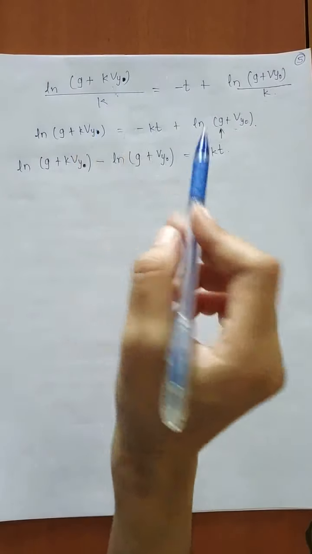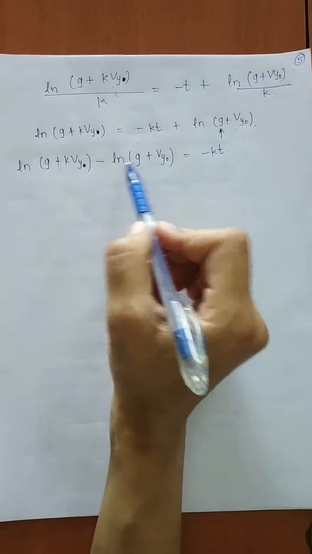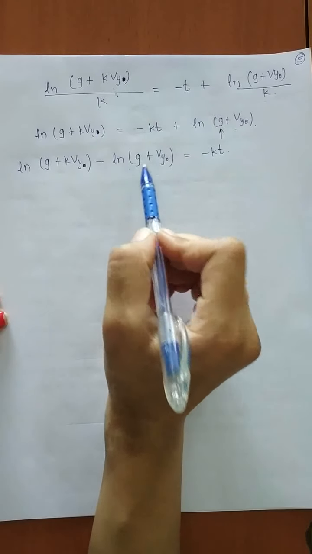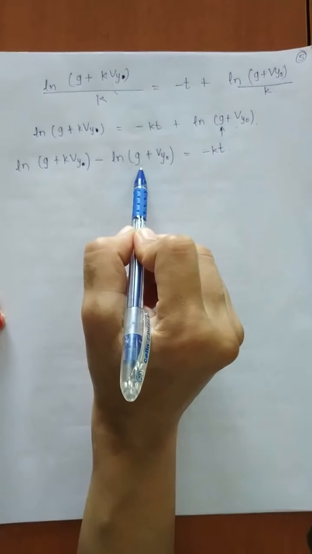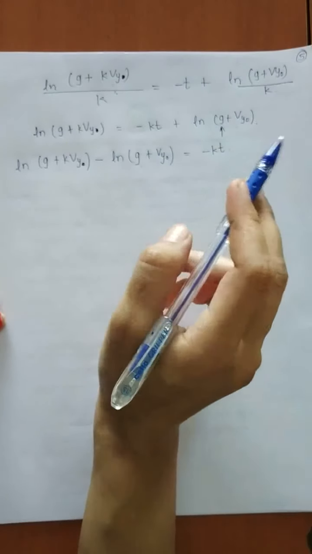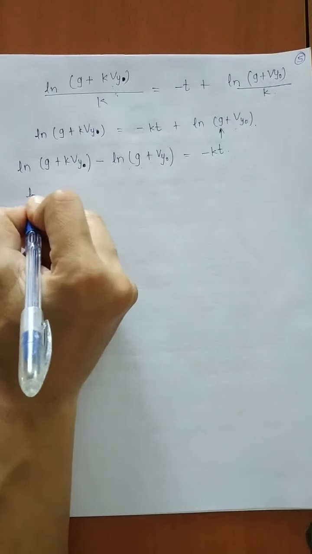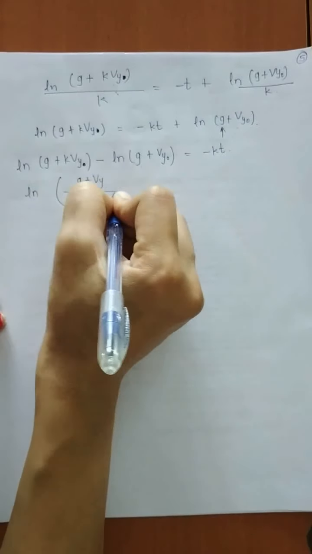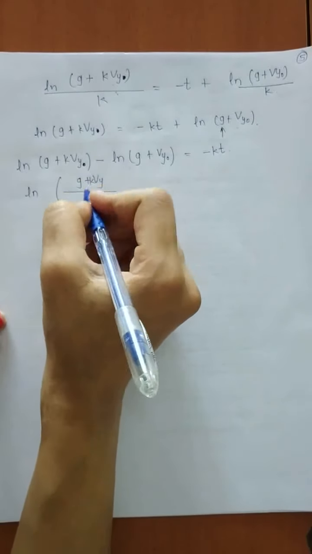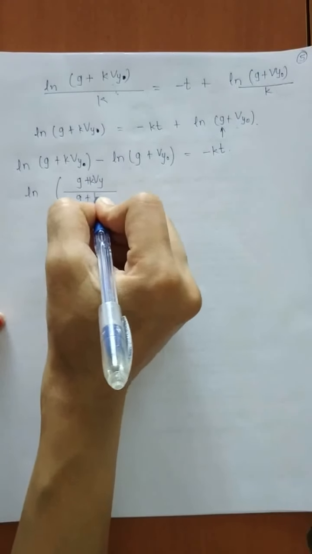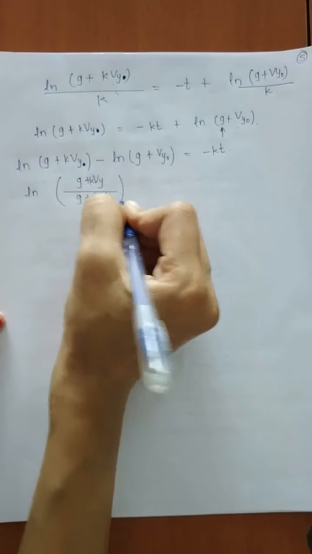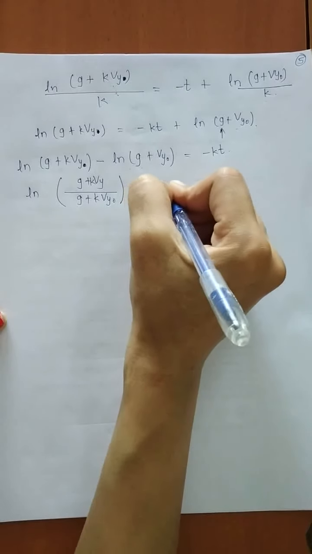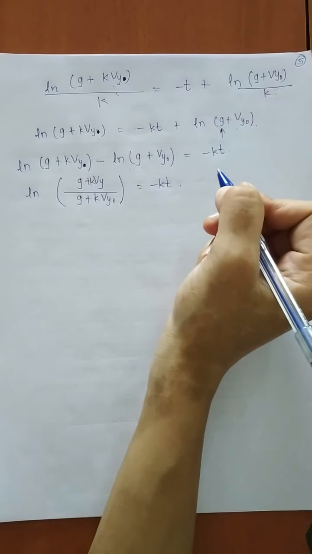Now again we will use the property of log. Log A minus log B is nothing but log A upon B. So I can write ln of g plus k vy upon g plus k vy naught equals to what? Minus of kt.